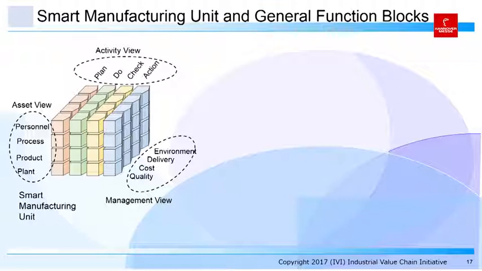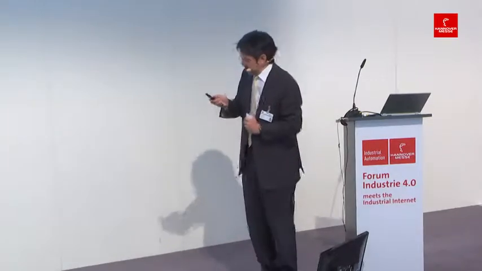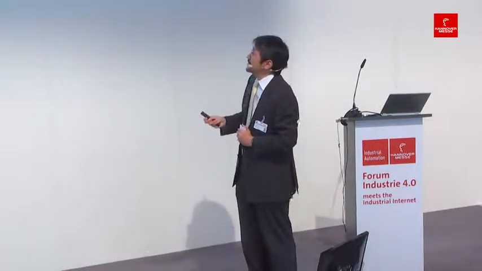I already mentioned the smart manufacturing unit, which has 3 different views. And from the top-down approach, the enterprise has several functions which we define as general function blocks. But this is a very common approach. The important point here is we can map the smart manufacturing unit to any granularity of the whole enterprise model.